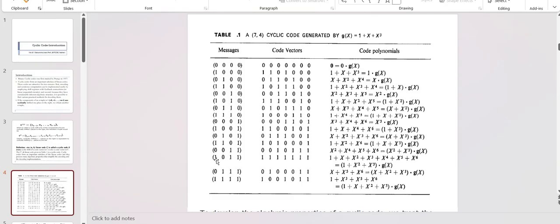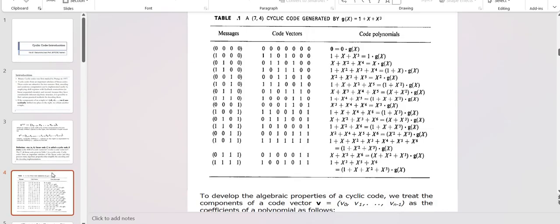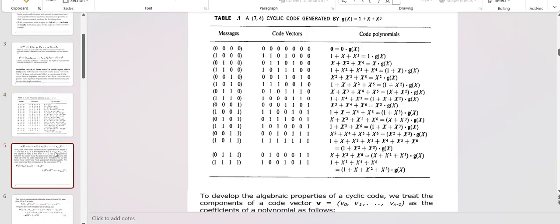Let us consider this one, 1011. 1011 means 1 plus x square plus x cube, into g of x. So you will get the final output, that is 1 plus x square plus x cube plus x raised to 4 plus x raised to 5 plus x raised to 6. So it is indicated as 1 1 1 1 1 1 1. I think all of you got this table.